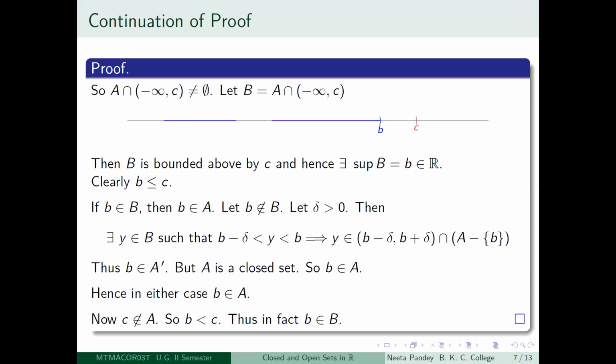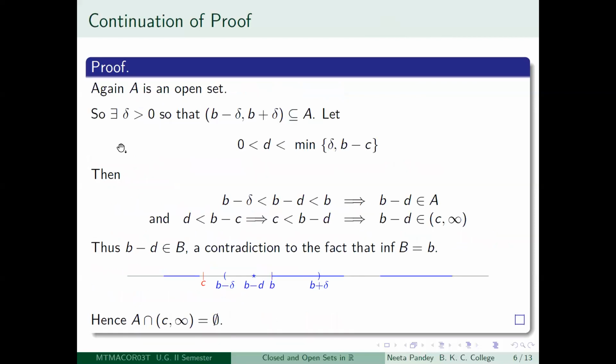Let us see where it will lead us to. So we get that A intersection the open interval minus infinity to C is non-empty, because A is a non-empty set. So it should either intersect this portion or the other one or both. But we have seen that A intersection C to infinity being non-empty was leading to a contradiction. So this portion is going to be empty. So A intersection the open interval C to infinity is an empty set.